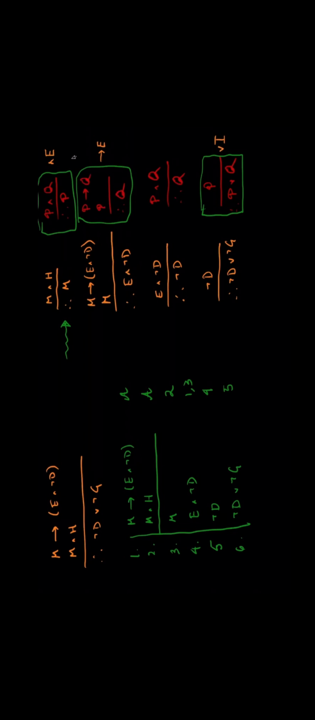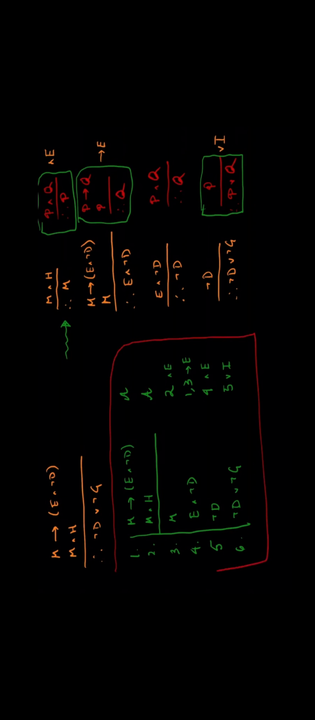So if we use these labels here for our justifications, then our complete derivation looks like this. Line 3 was obtained from line 2 by and elimination. Line 4 came from 1 and 3 by arrow elimination. Line 5 came from 4 by and elimination. And line 6 came from 5 by or introduction. And this is now your example of your very first complete derivation.